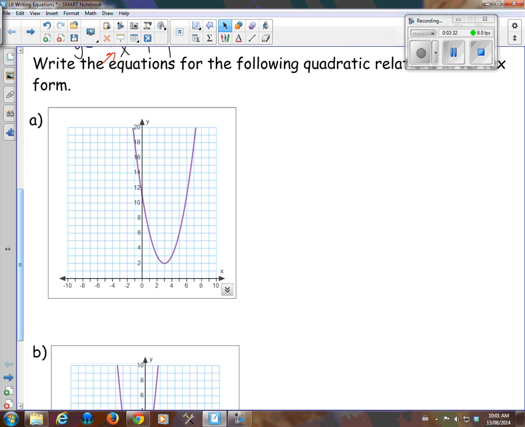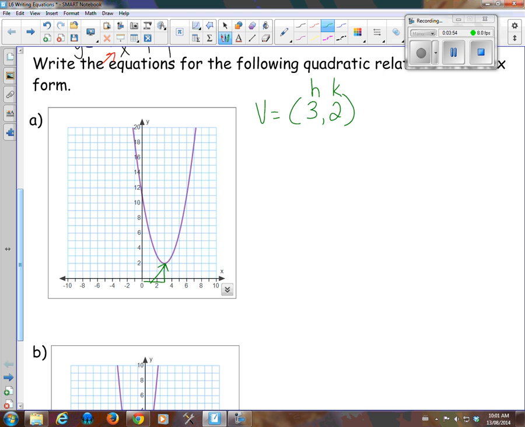So here's my first graph. I want to find my vertex. So there's my vertex, my lowest point. The coordinates for my vertex are over 3 and up 2. So my vertex is (3, 2). So that's my h and that's my k.